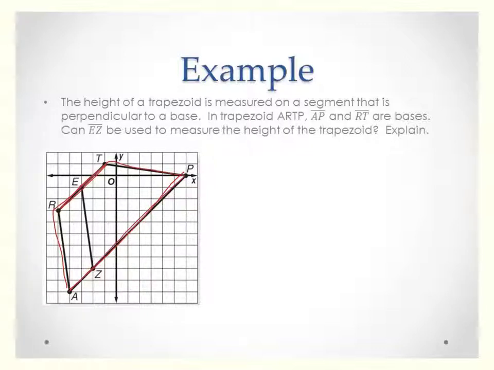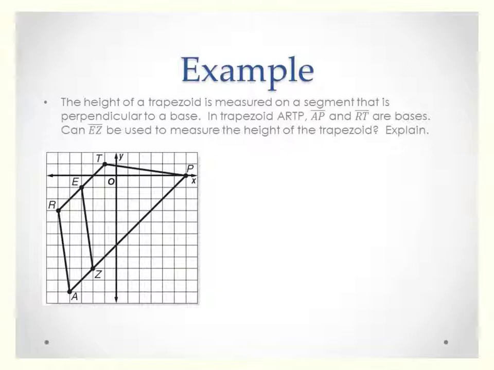ARTP, the big trapezoid, AP and RT are the bases. So those are those two that I highlighted first. Can EZ be used to measure the height of the trapezoid? Alright. It might be obvious why not, but let's actually find some numbers to be a little more concrete here.